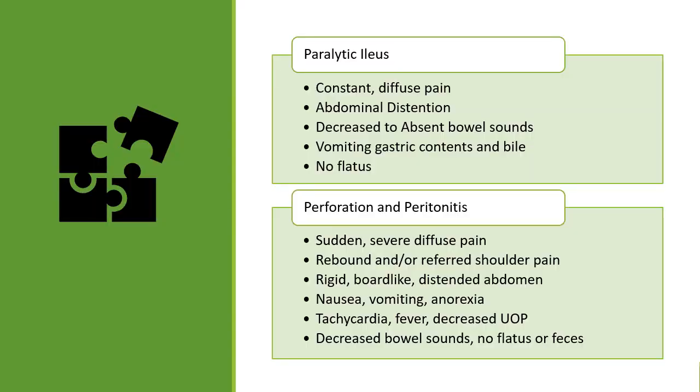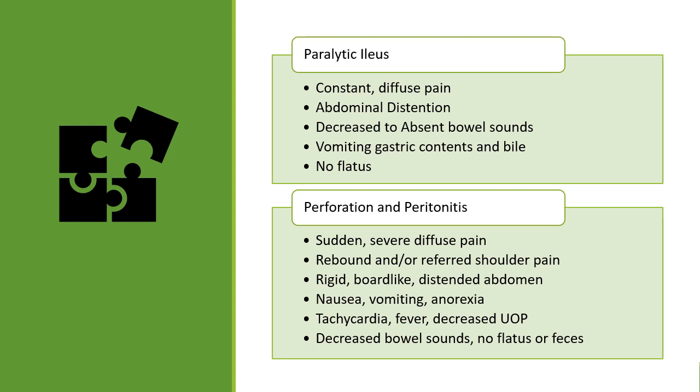So two of the things that can occur that are worst case scenario side effects of bowel obstruction would be a perforation and peritonitis. And so it would be important, during your assessment, to differentiate between a paralytic ileus and perforation and peritonitis.